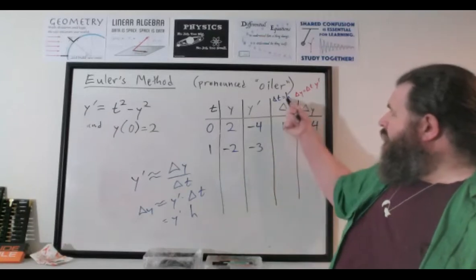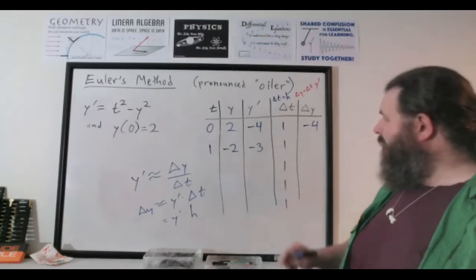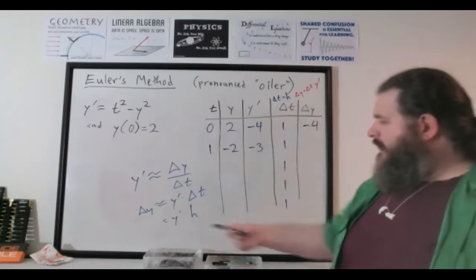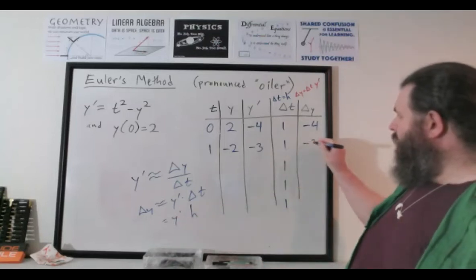And our delta t, we're still going to use the same delta t step. In fact, this is just always going to be the same delta t step. And then for delta y, again, we can just multiply y prime times that delta t. -3 times 1 is -3.